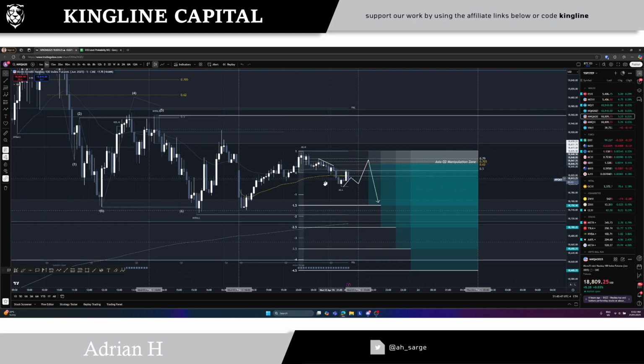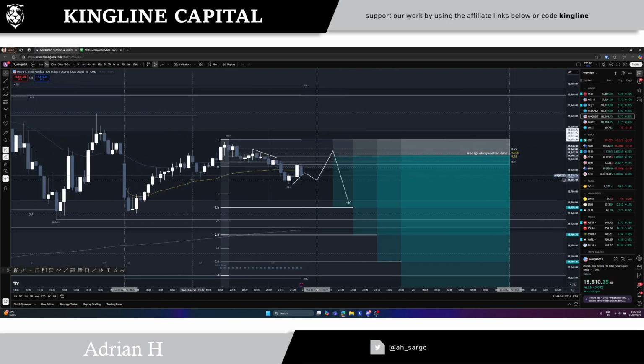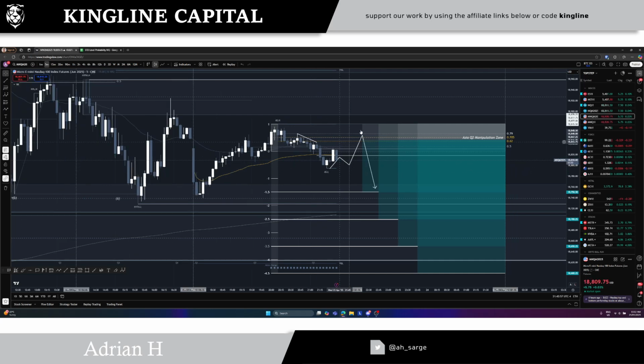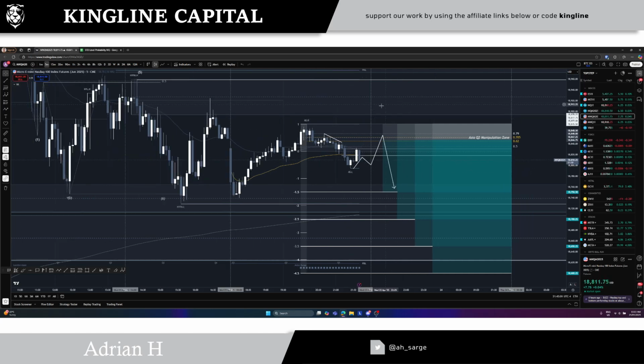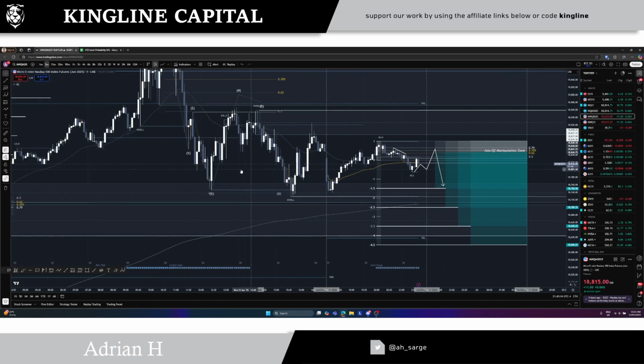Some nice rejection off the zone here. I'd still like to see a sweep of this liquidity here, respecting the SIBI. And looking for shorts with that new H4 for plausible open high, low close, targeting New York PM low as the main liquidity for this session.